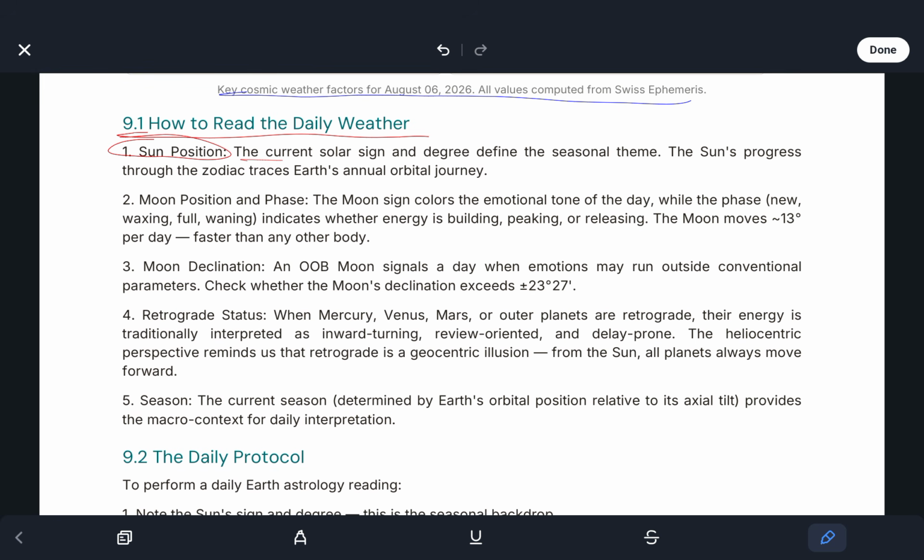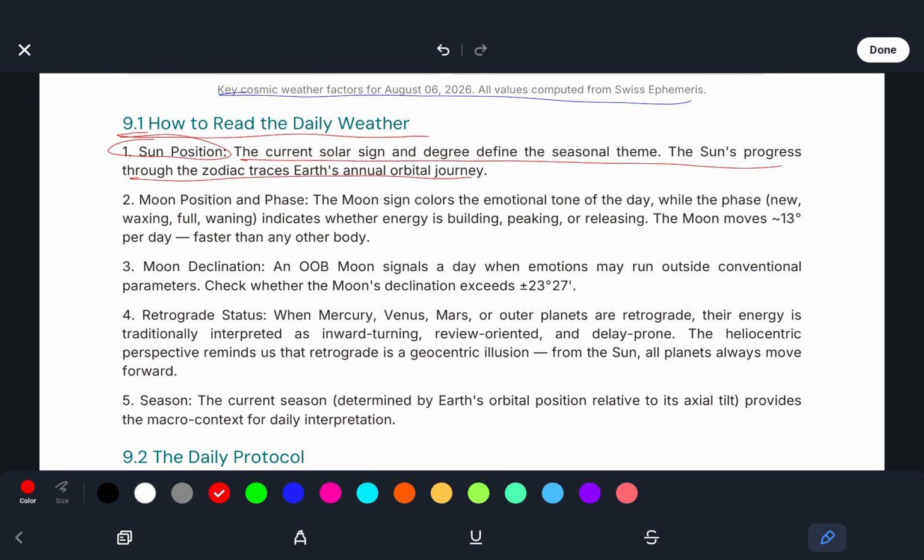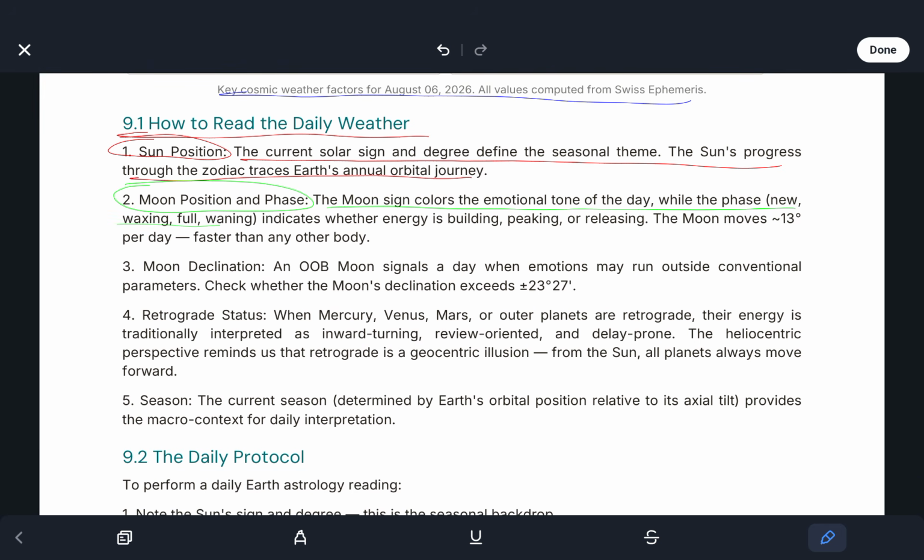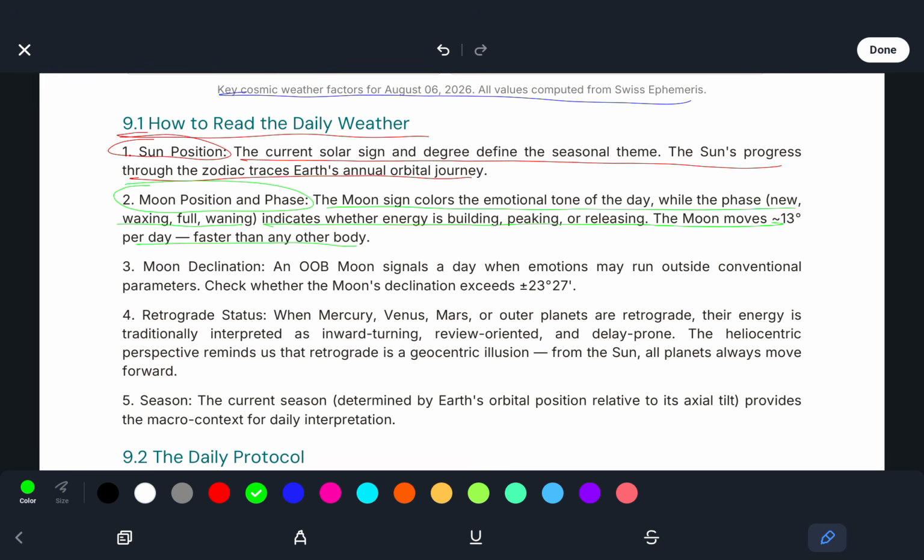We look at the sun position, the current solar sign and degree, and define the seasonal theme here. The sun's progress through the zodiac traces Earth's annual orbital journey. We look at the moon position and phase. Notice the moon sign colors the emotional tone of the day, while the phase, new, waxing, full, waning, indicates whether energy is building, peaking, or releasing. The moon moves 13 degrees per day, faster than any other body.